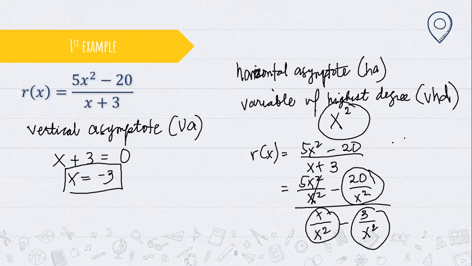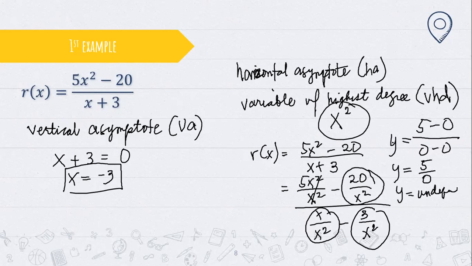O ano na yung natira? Dito na lang sa gilid niya. So we have 5 minus 0 all over 0 minus 0. So we have 5 over 0. Anong value niyan? Anong answer niyan? Yun yung value ng y natin, class, by the way. Undefined, sir. Okay, very good.